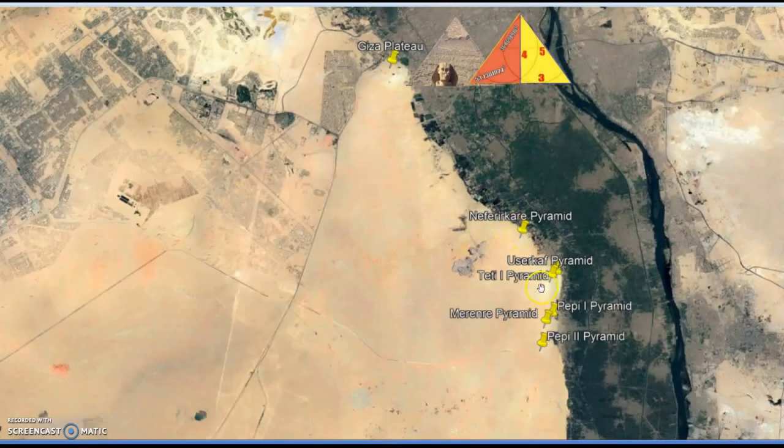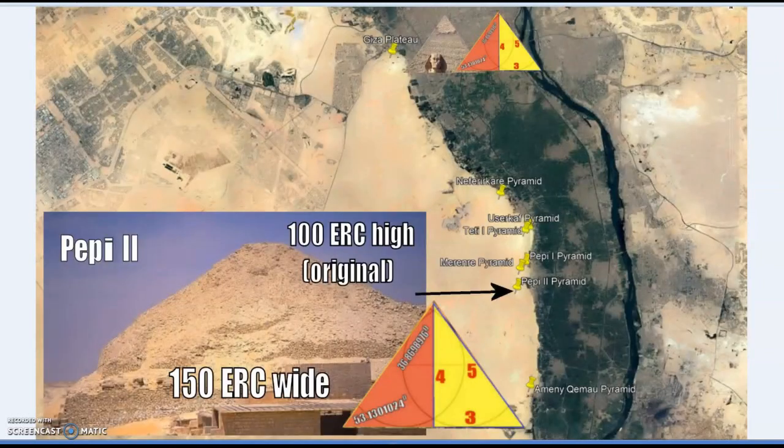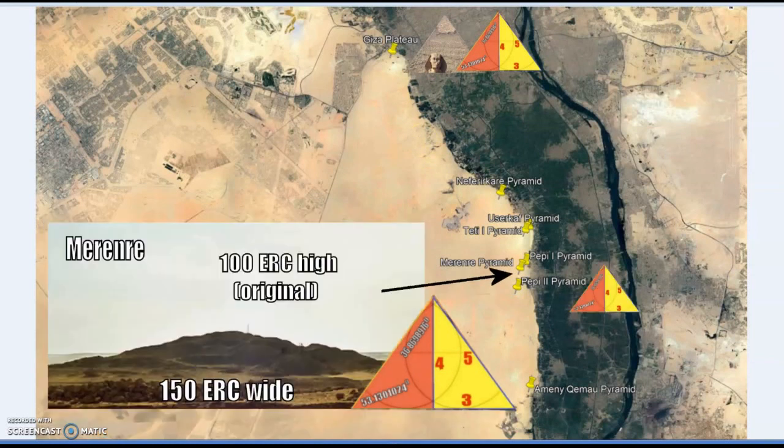Now we have the Red and Bent Pyramid and the Meidum Pyramid a little bit further south, but we have these other of the Grand Pyramids. Pepi the First, 150 Egyptian royal cubits wide by 100 high. Again, casing stones survive, so we know the angles, even though there's been loss at the top. That is a 3 wide by 2 high, just like the Khafre Pyramid.